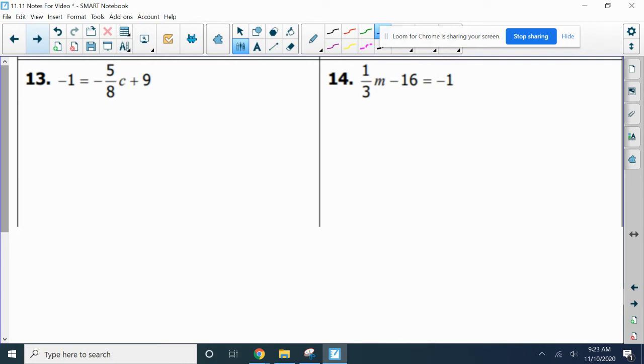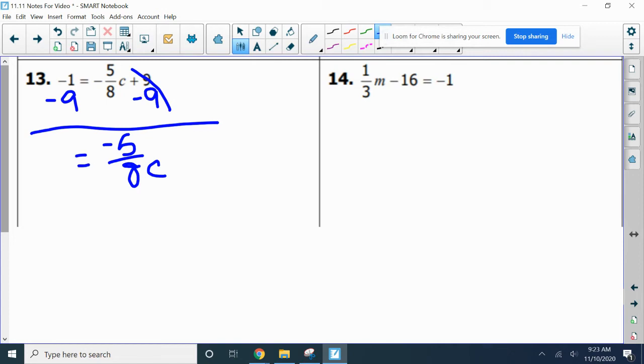Awesome. So your first step on 13, did you get rid of the 5/8 or the 9? That's right. We're still working PEMDAS backwards. So we need to get rid of our addition and our subtraction before we get rid of our multiplication and division. So we need to subtract 9 from the right side as well as the left side. So 9 minus 9 is 0. So this right side is just negative 5/8 C. Negative 1 minus 9 is the same as plus a negative. So we're adding two negatives to make a bigger negative. So we're left with negative 10.